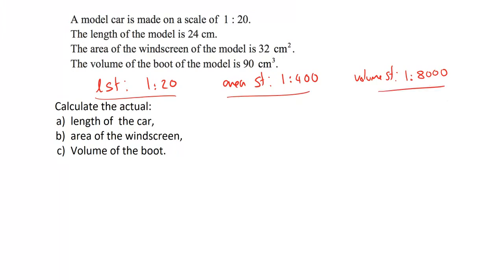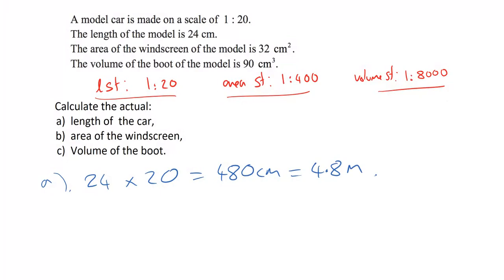Let's do A first, the length of the car. This one's straightforward because we've got 24 centimeters, the length of the model, just multiplied by 20. If I work that out, I'm going to have 480 centimeters, and perhaps we could divide it by 100 to get it into meters. We're going to have 4.8 meters.